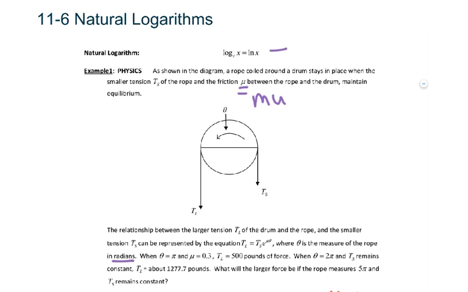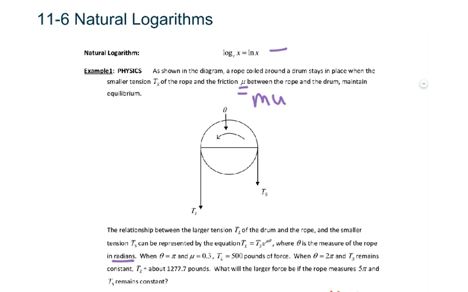When theta is equal to pi and mu is equal to 0.3, the larger tension is 500 pounds of force. When theta is equal to 2 pi and the smaller tension remains constant, the larger tension is about 1,277.7 pounds of force. What will the larger force be if the rope measures 5 pi and the smaller tension remains constant?